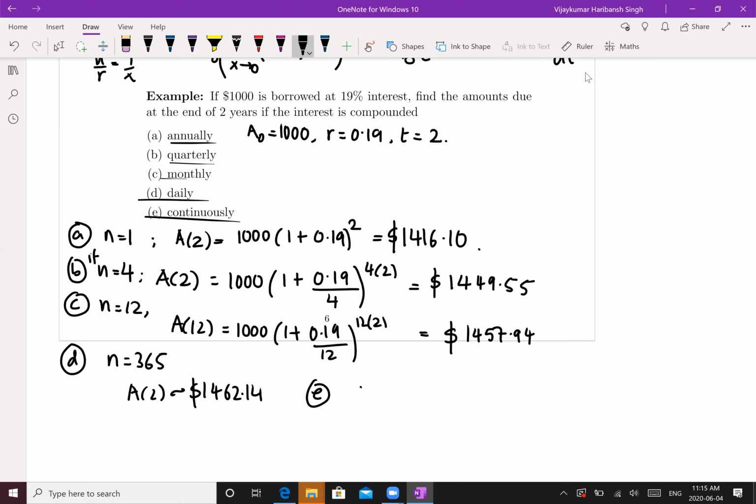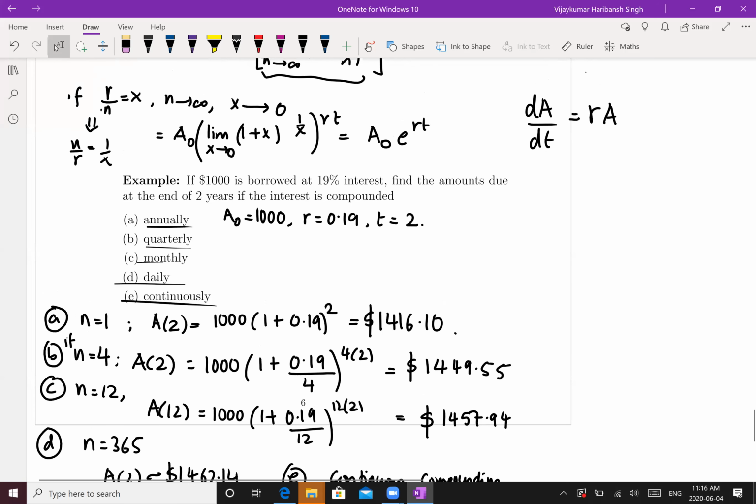And with continuous compounding, you will see that A of 2 is going to be 1000 times e to the power r, which is 0.19, times t, which is 2, and you get 1462.28. So the idea is continuous compounding gives you more with the same interest rate. So the frequency of compounding is also important, right? Now you can basically relabel this as a differential equation of the following form: dA by dt is RA.